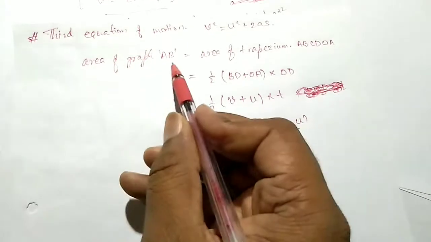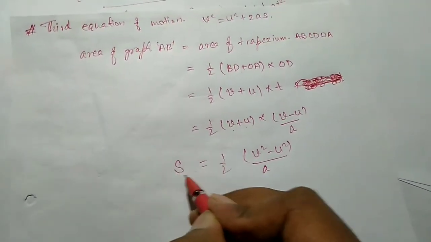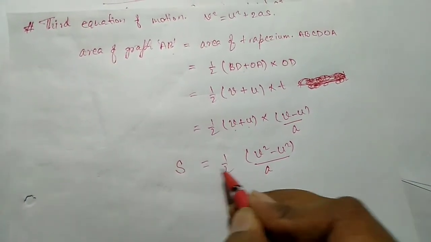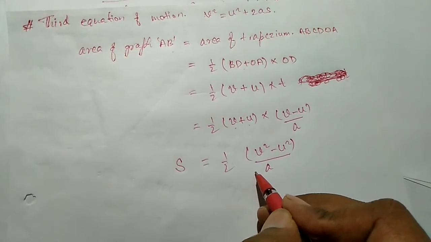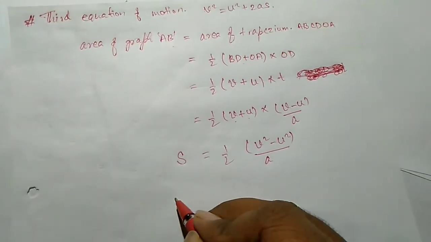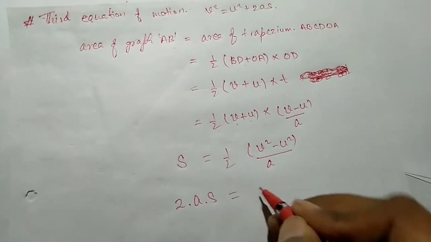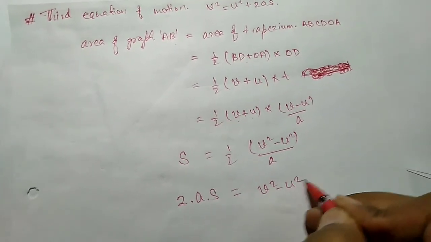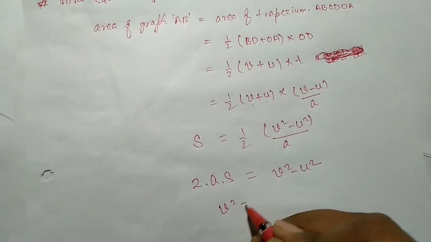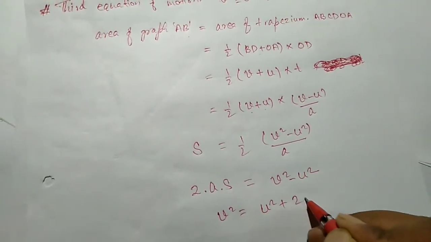And this is what? Area of graph, which is S. So let's multiply the denominator of this side to the numerator of the other side. So 2 into A into S going there, and remaining V square minus U square, or V square is equal to U square plus 2AS.